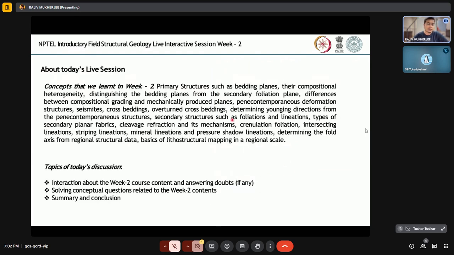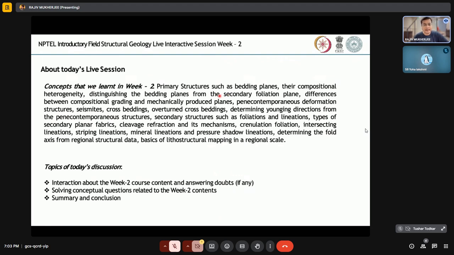Before going on to the discussion session about today's topic, what we learned in week 2 basically is the primary structures such as bedding planes, their compositional heterogeneity, distinguishing the bedding planes from the secondary foliation plane, and differences between compositional grading and mechanically produced planes.